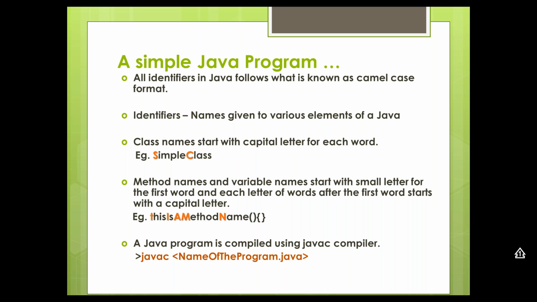Similarly, we identify a class with the class name, a method with the method name, a variable with the variable name, and a named constant with the constant name. Those are all called identifiers. Why do we call them identifiers? Because we identify them with their names, like we identify ourselves with our names. There are certain rules for these identifiers. We will see that in our next session.